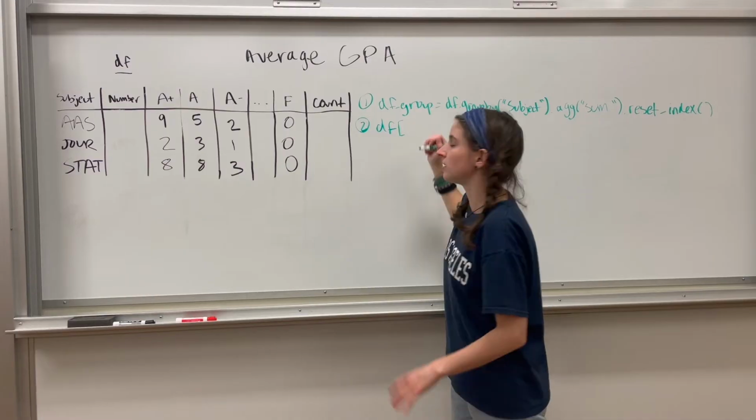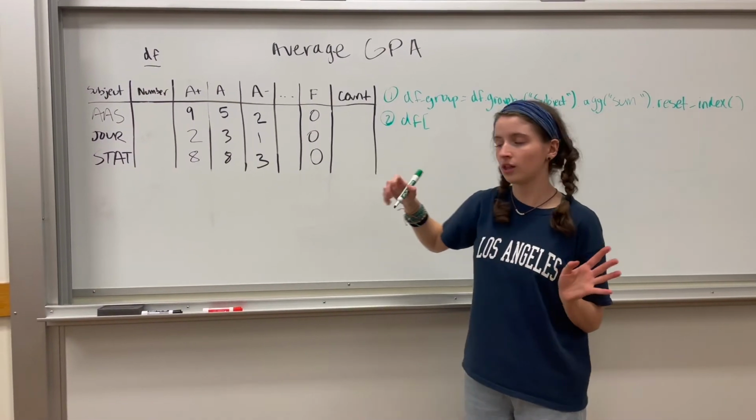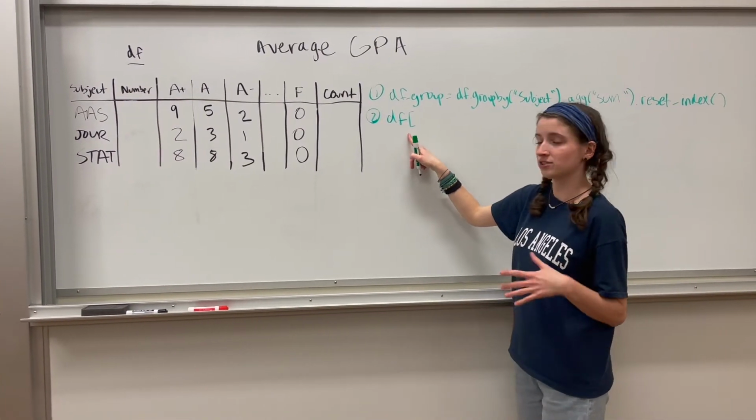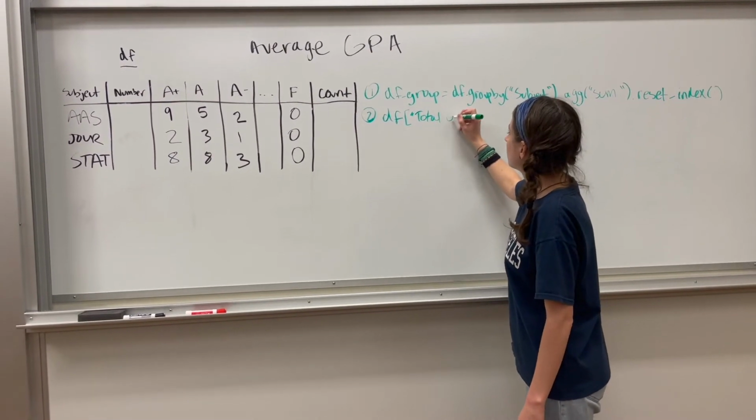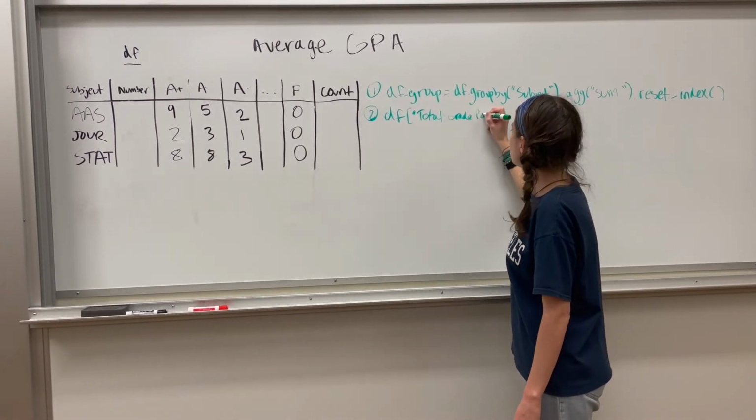The syntax for creating a new column is just df brackets and then putting in a new column name, total grade points.